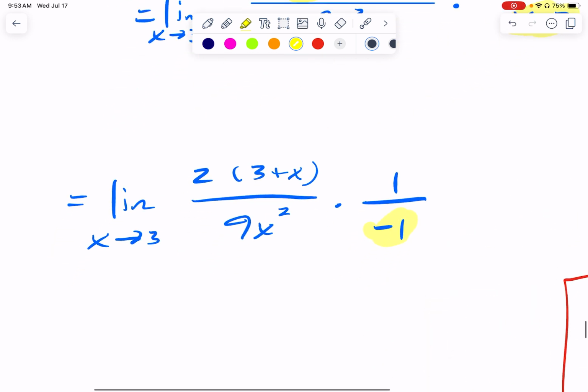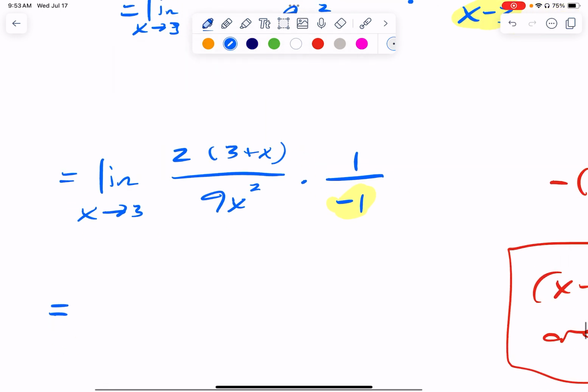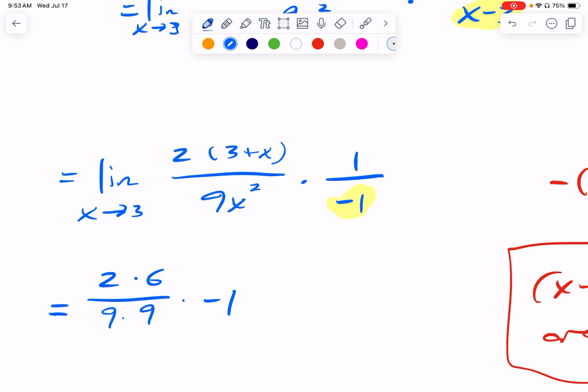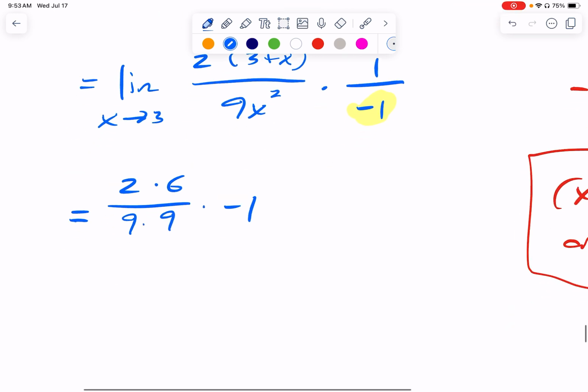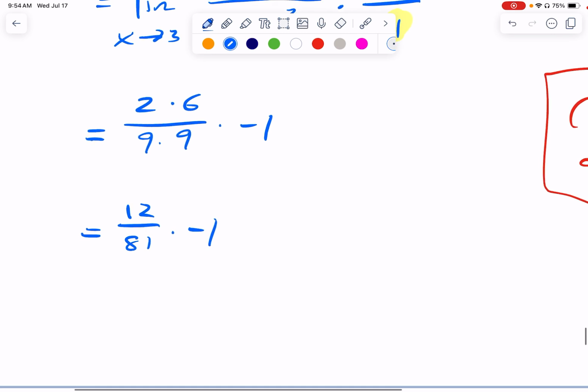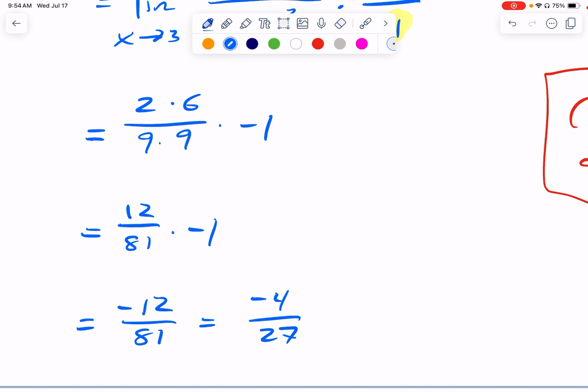Now, let's try doing this by intuition. Once we've canceled, maybe we can do better. So x is approximately 3. I have the number 2. 3 plus x would be 6. 9 is the number 9. X squared would be 9. And this is just the whole number negative 1. So I have 12 over 81 times negative 1, which is negative 12 over 81, which is negative 4 over 27 if you cancel that 3.